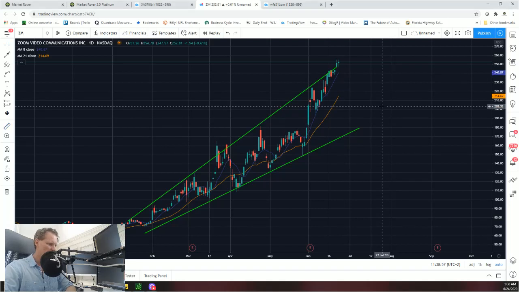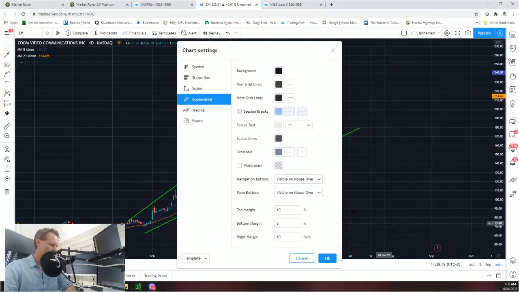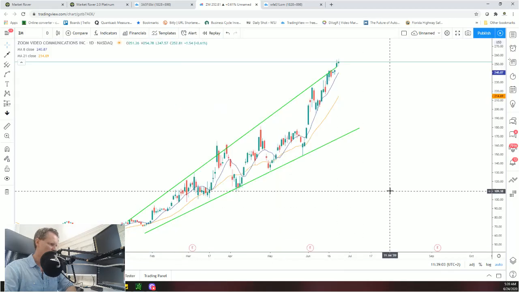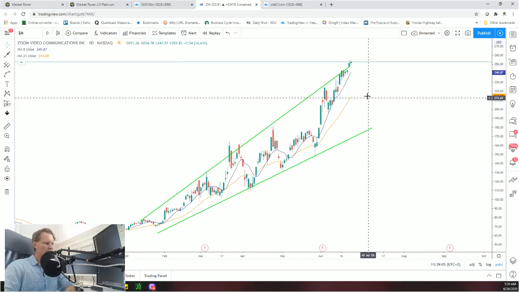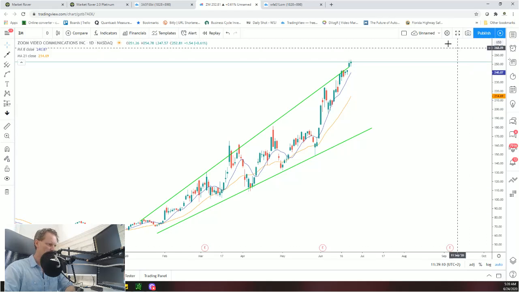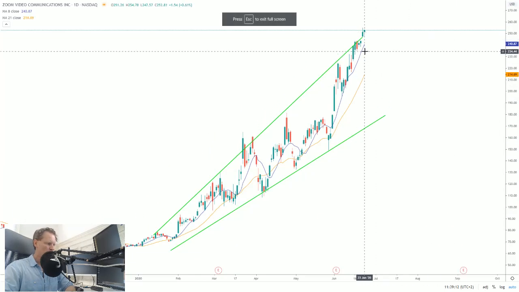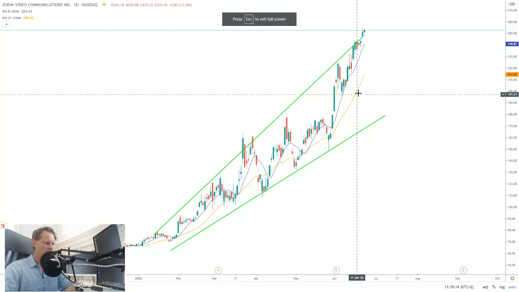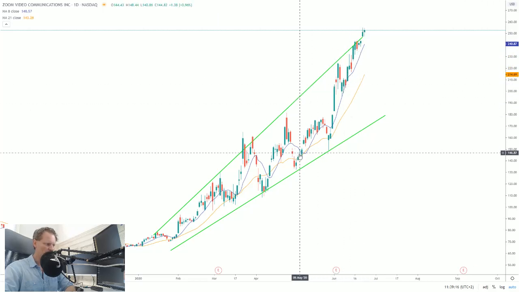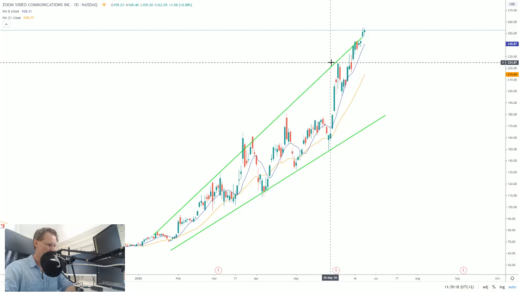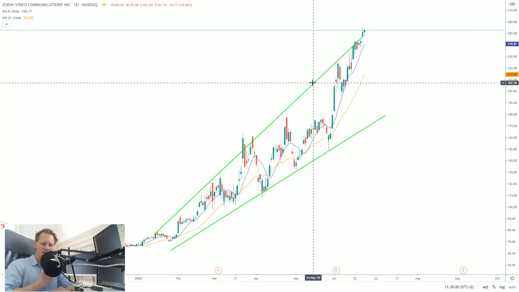And I'm actually going to quickly make this a white background. I think that makes it a bit simpler to see, I hope. And so the 8-day simple moving average is the purple line, so this one here, and then you have the 21-day moving average, which is the yellow line, and these are just annotations I drew in. So this is a stock, Zoom, ticker symbol ZM.